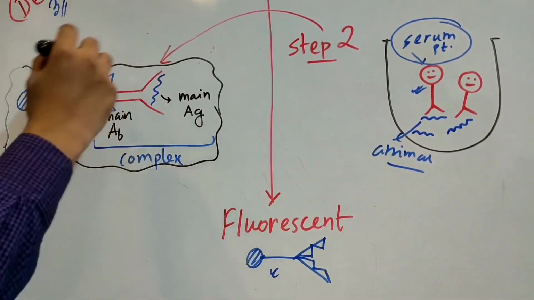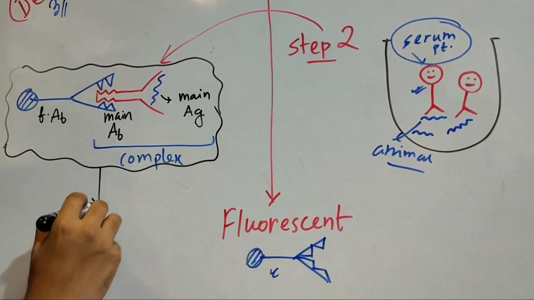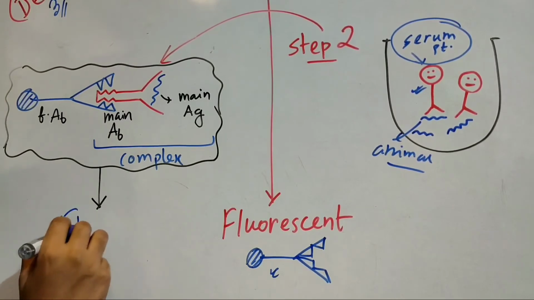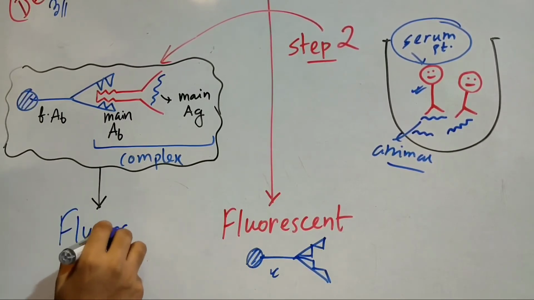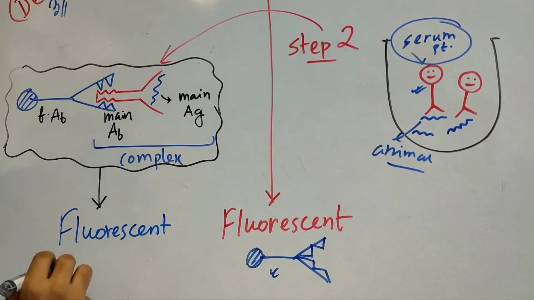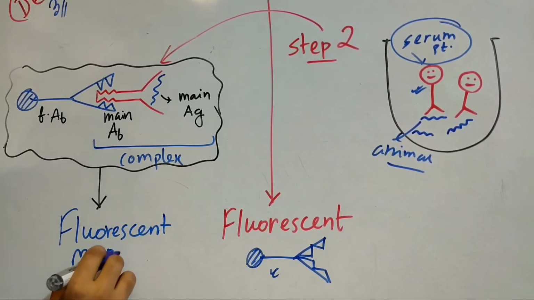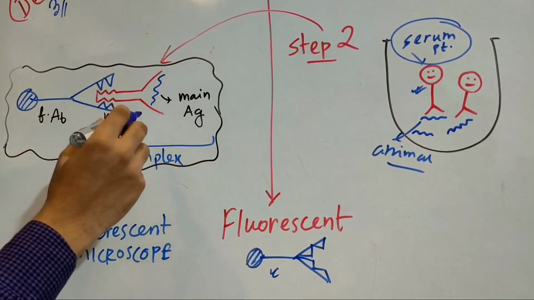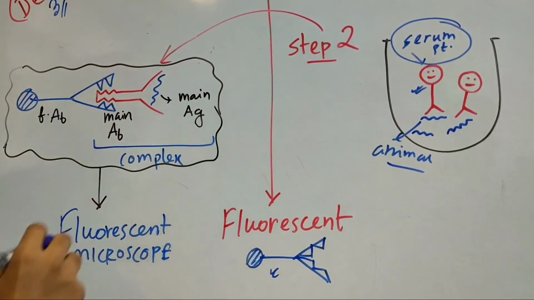And how will we now visualize this? We will have to use a fluorescent microscope to visualize this fluorescent antibody labeled antibody-antigen complex. So that's the whole basis for the FTA-ABS test. That's the indirect treponemal test.